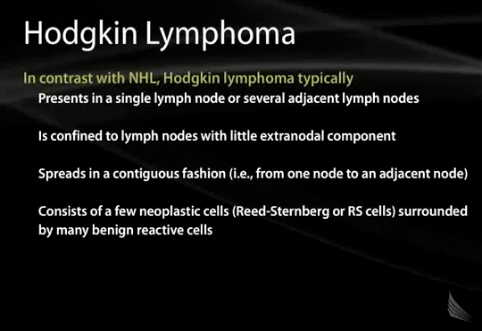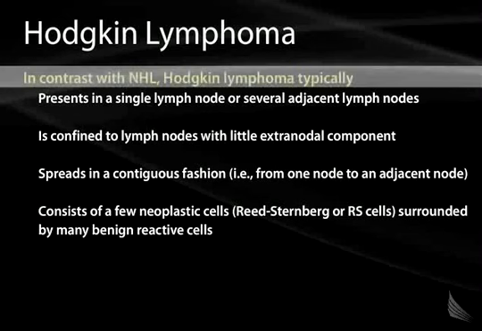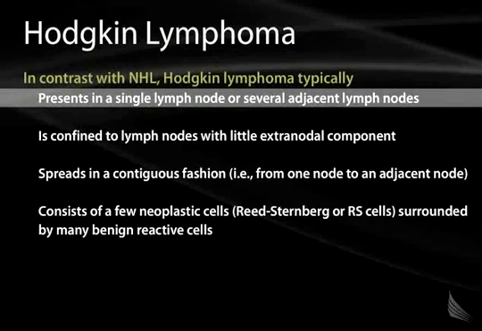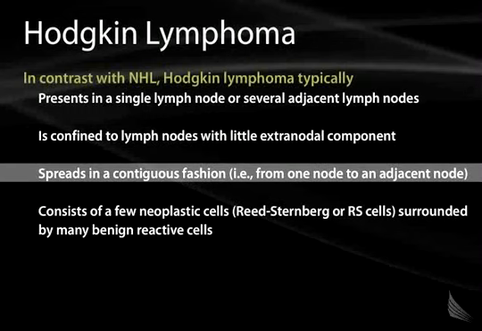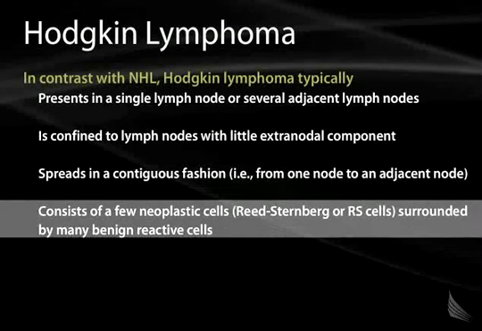So we'll move on from non-Hodgkin's lymphoma to Hodgkin's lymphomas. So it's worth going over to contrast with non-Hodgkin's lymphomas. Hodgkin's lymphoma typically presents in a single lymph node or in a patch of several adjacent lymph nodes and is confined only to the lymph nodes with little extranodal involvement. It spreads in a contiguous fashion from one node to another and consists of a few neoplastic cells surrounded by many benign reactive cells. The Reed-Sternberg cells are the neoplastic cells that we need to concern ourselves with.